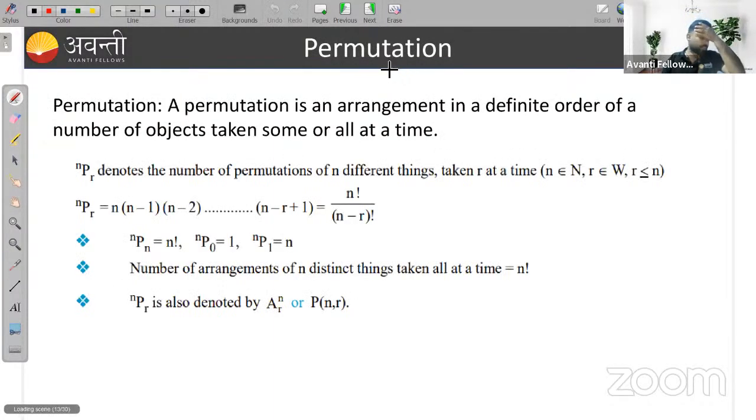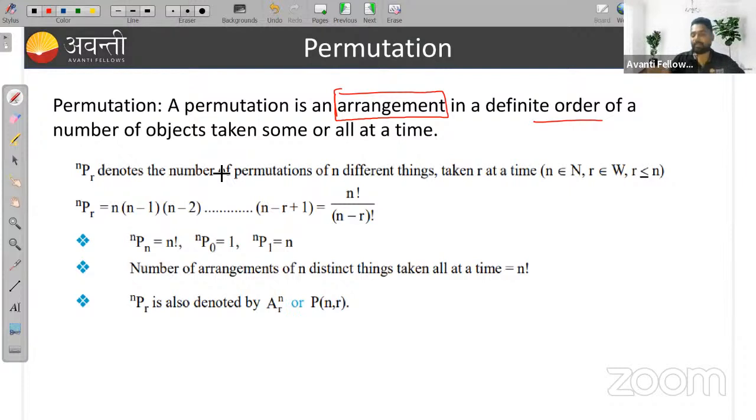Okay, now we'll study what is permutation. This is very important. Let's understand this concept. What is permutation here? Permutation is an arrangement. This word is important. Permutation is an arrangement in a definite order of a number of objects taken some or all at a time. This is the formal definition.